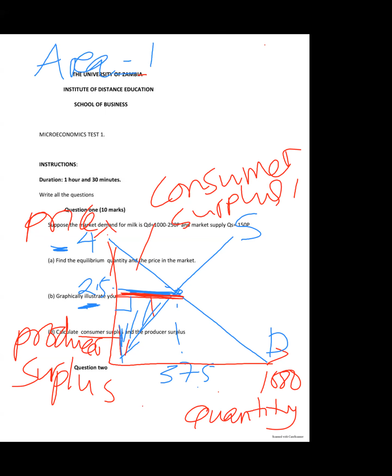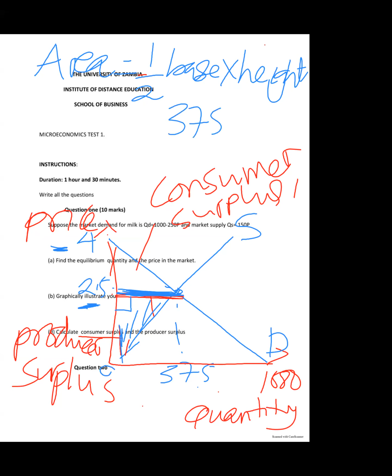So the formula stands as half base times the height. What is our base? Our base is the base of the triangle, which is still 375, the length from here up to here. What about our height? Our height is the distance from 0 to 2.5. This is our height.